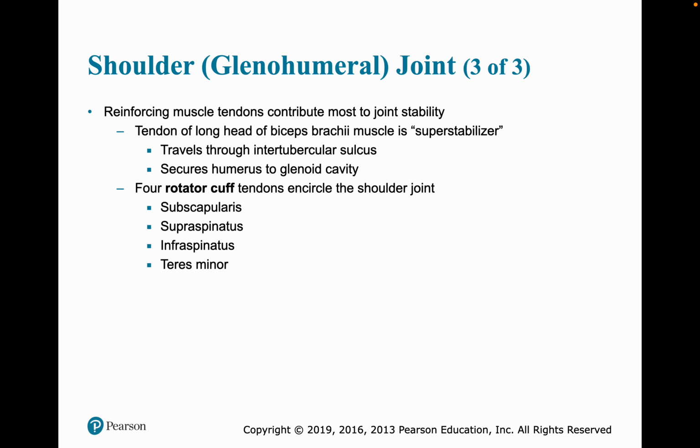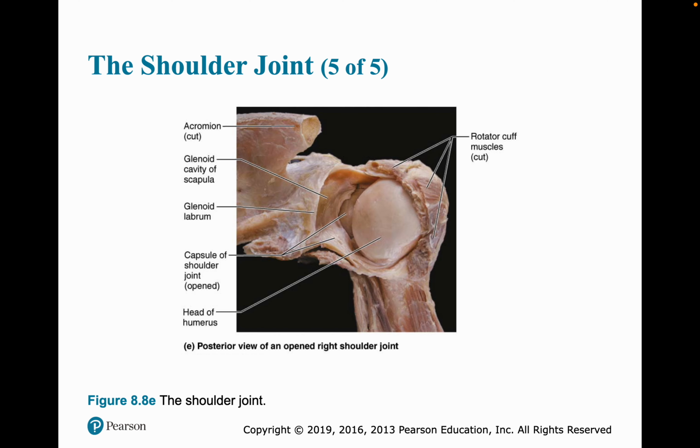And there are reinforcing muscles and tendons that contribute to the joint stability. The tendon on the long head of the biceps brachii muscle is the superstabilizer. It goes through the intertubercular sulcus and secures the humerus to the glenoid cavity. There are also 4 rotator cuff tendons that encircle the shoulder joint: the subscapularis, the supraspinatus, the infraspinatus, and the teres minor.